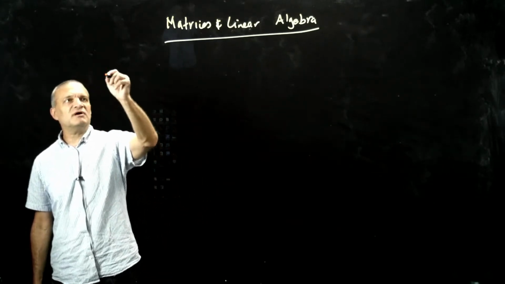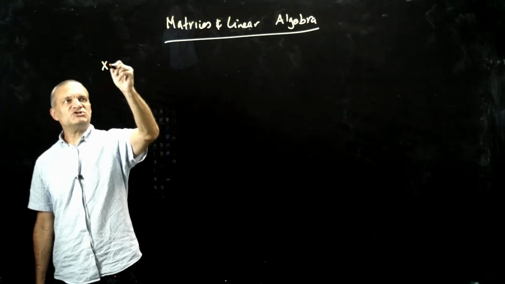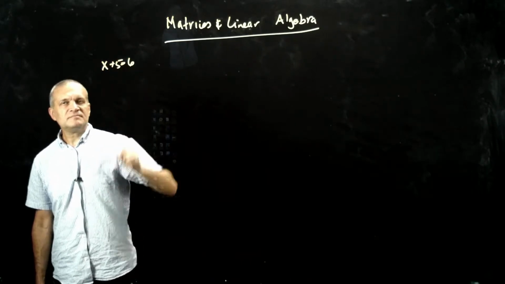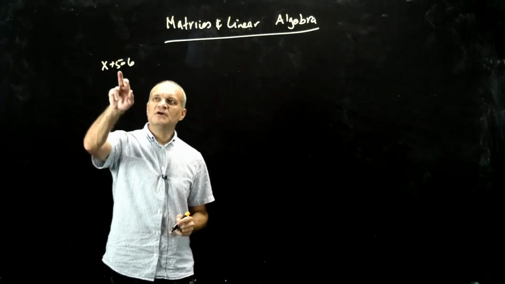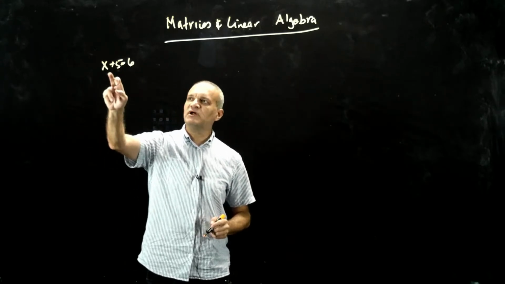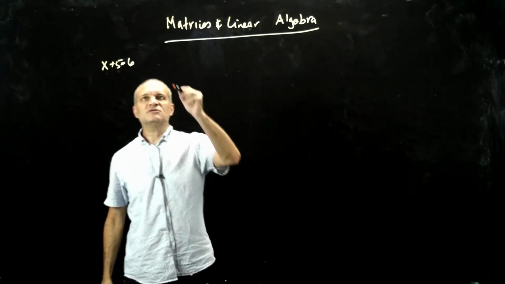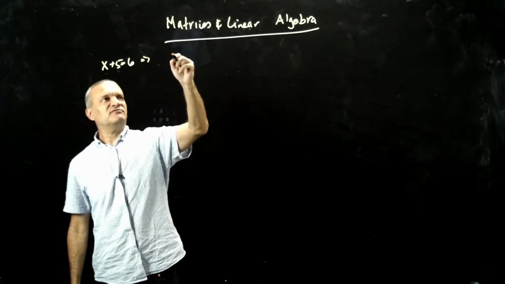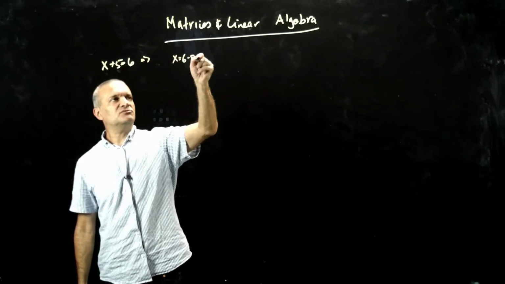So let's say that you have one equation, one variable. This is actually very easy to solve. You want to solve for x, you just need to take 5 and take it to the other direction. So you have x equals 6 minus 5 equals 1.